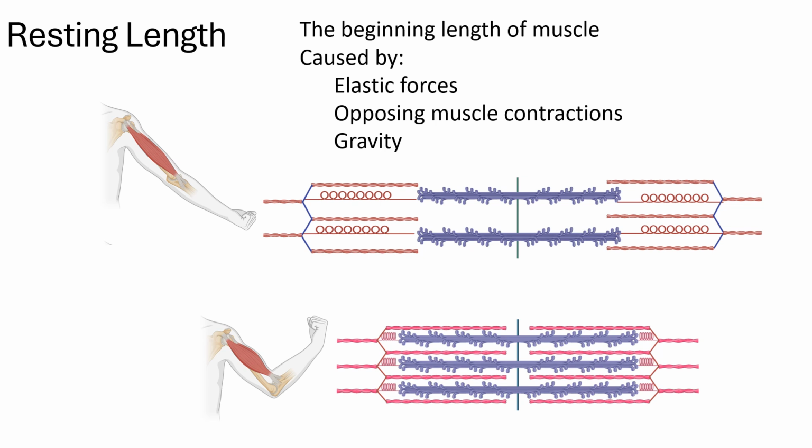So the frequency of the action potential or stimulus can determine how long tension is applied, but the resting length of a sarcomere, the distance at which your muscle starts, also makes a big difference.